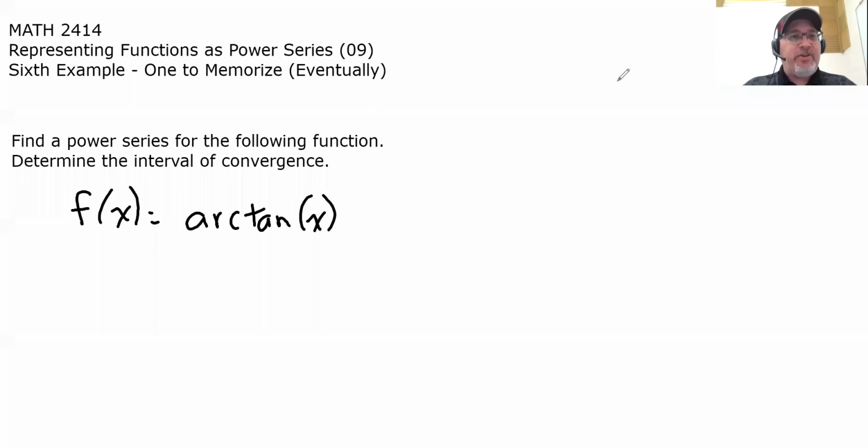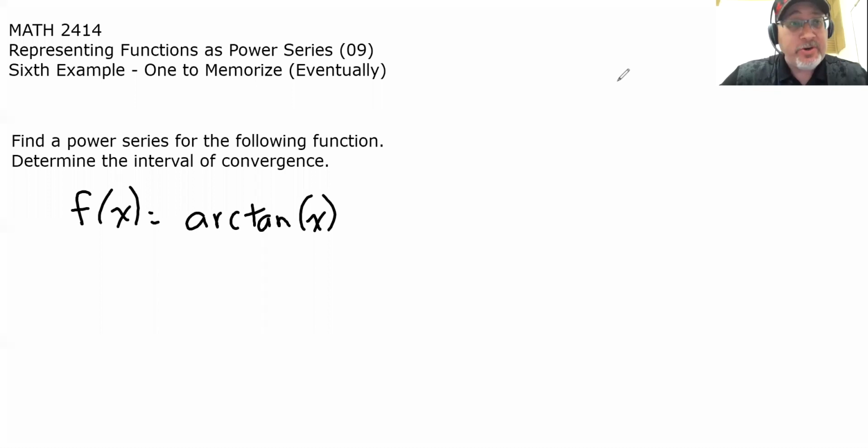Math 2414, representing functions as power series, video 9, sixth example, one to memorize eventually. I'm not kidding. As you move forward through calculus and beyond, you're expected to know the power series for arctangent of x. In fact, you need to have it memorized by the end of this chapter. It is a very common one.